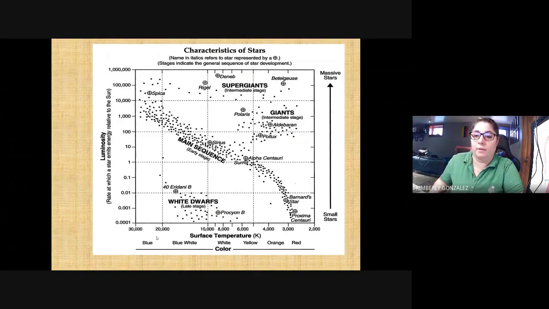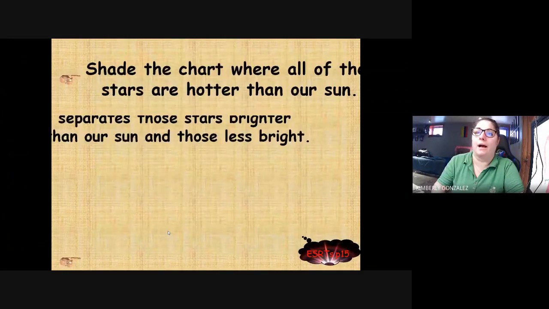Between 30,000 Kelvin and 20,000 Kelvin, you'll have a blue star. When you have a red star, it's all the way between 2,000 and 3,000 Kelvin. Okay, so that's the coolest, and blue is the hottest.